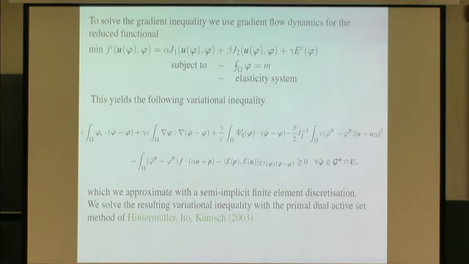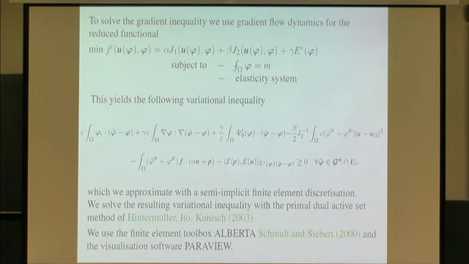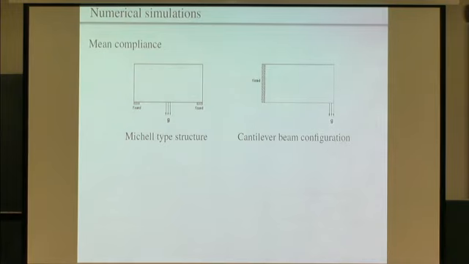To solve the resulting variational inequality, we use the primal-dual active set method, introduced by Hintermüller, Ito and Kunisch. We use the finite element toolbox Alberta to do the computational results, and we use the visualization software ParaView. This is just going to end with some numerical simulations.